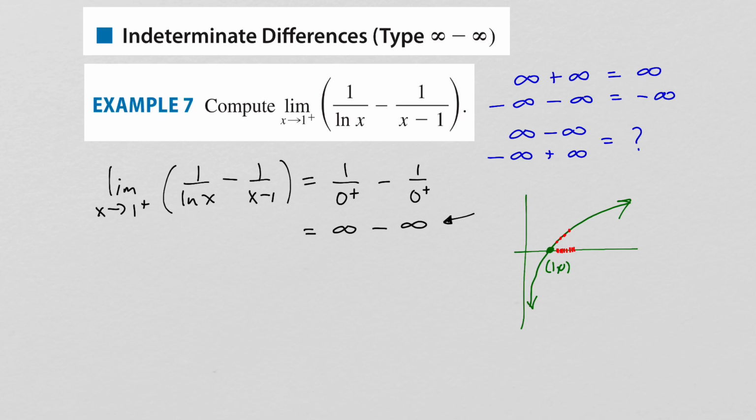So how do we approach these types of indeterminates? Well, we cannot apply L'Hopital's rule. So what we have to do is try to rewrite this using principles of algebra. What I'm going to do here is take these fractions, 1 over the natural log of x minus 1 over x minus 1, and get a common denominator by multiplying by x minus 1 in the numerator and denominator of the first fraction, and multiplying by the natural log of x in the numerator and denominator of the second fraction.